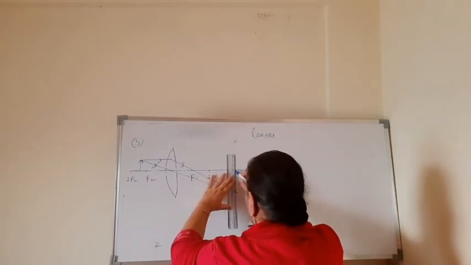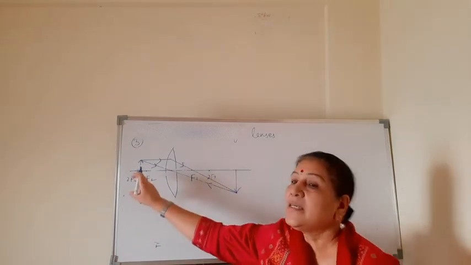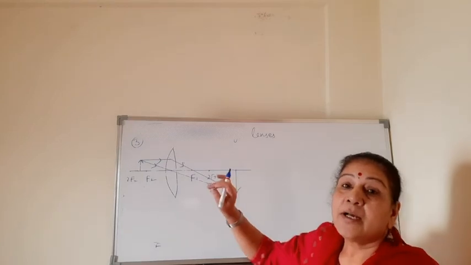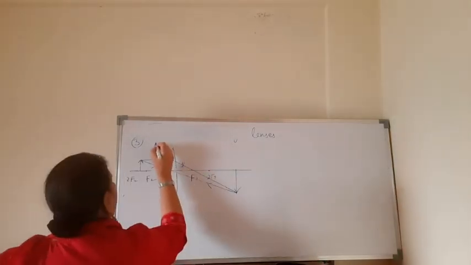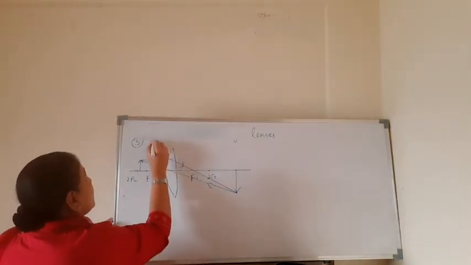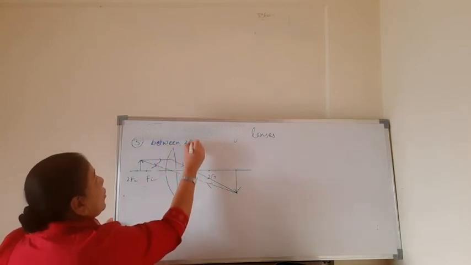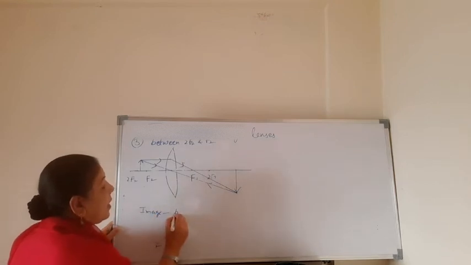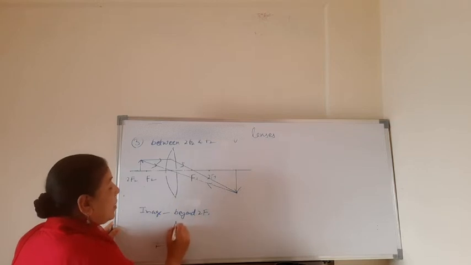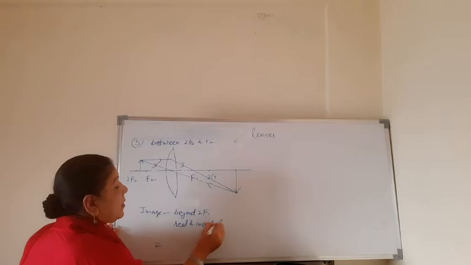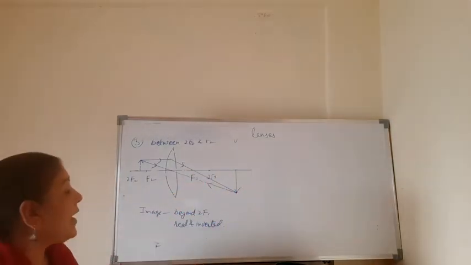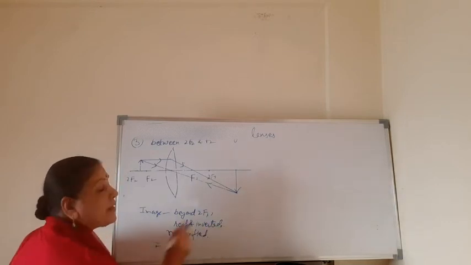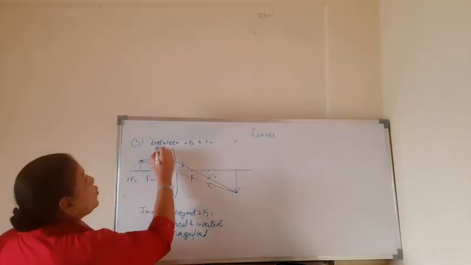So when the object is between 2F2 and F2, the image will be formed beyond 2F1. So where is the position of the object? Position of the object is between 2F2 and F2. So image will be beyond 2F1, real and inverted. So beyond 2F1, real and inverted. So this will be the image formed, and magnified. So this will be the nature and position of the image formed when the object is between 2F2 and F2.